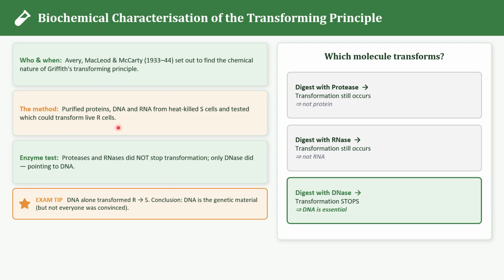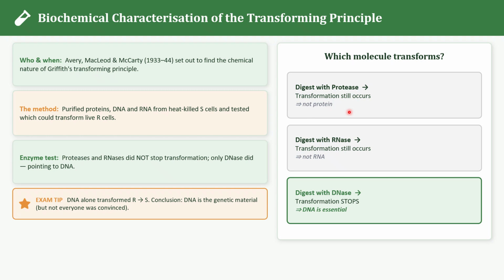They purified different molecules from heat-killed S bacteria. They separated the protein, RNA, and DNA. Then they mixed each with live R bacteria. Then they performed enzyme experiments. The first enzyme they took was protease, which destroys protein. After adding protease, transformation still occurred, which proved that protein is not the transforming principle.